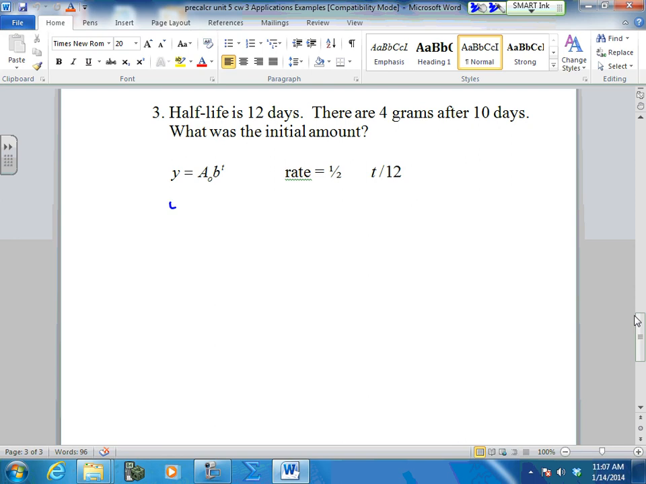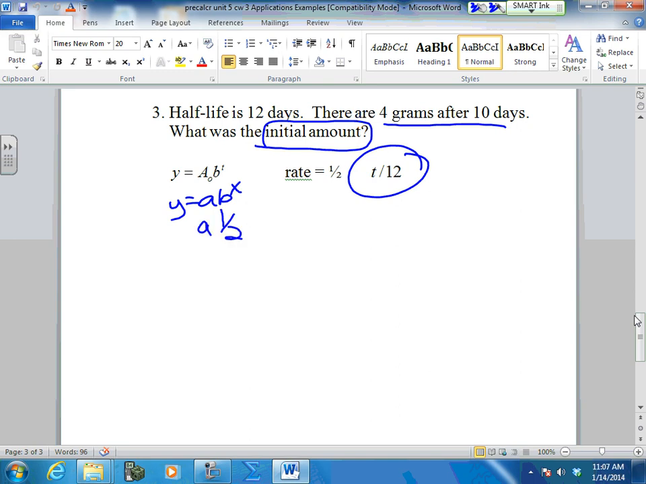Okay, we start like this. All right, initially there are 4 grams. We don't know the initial amount. There are 4 grams after 10 days. Your half-life is 12 days. There's your cycle. B is your 1/2. We don't know your A, but we know you end up with 4 grams after 10 days. 10 is your time. So you can figure this piece out, divide that, and calculate A.